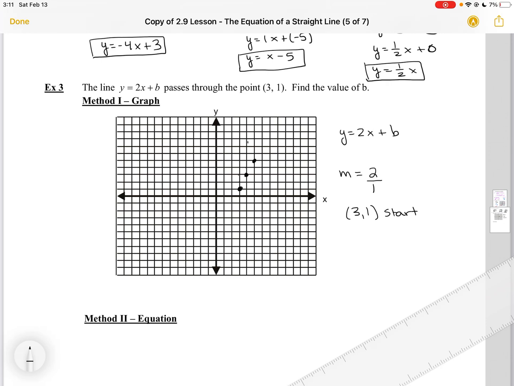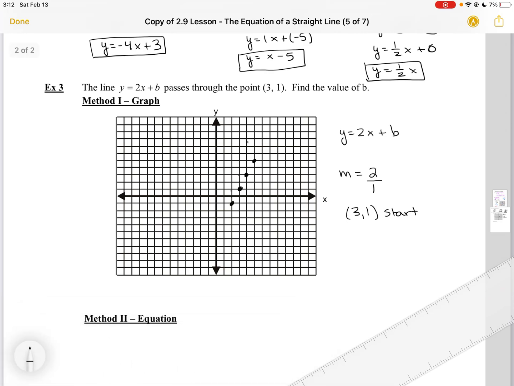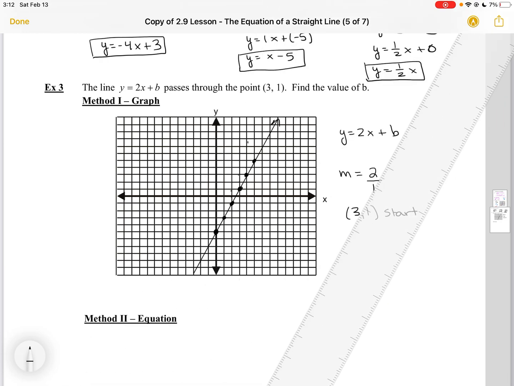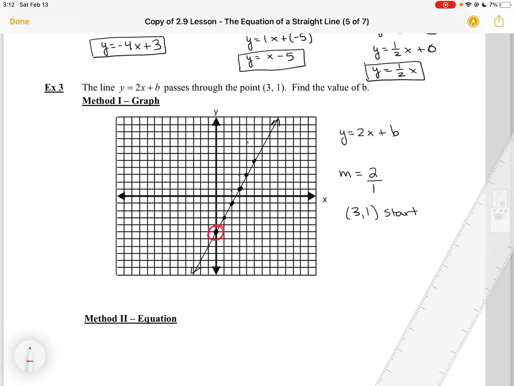And I'm just going to make sure I'm accurate, but when I count to the right, that takes me away from the y-axis. So what I'm going to do is go down to the left and follow the same pattern. Oh, that was too many. So left 1, down 2, left 1, down 2, left 1, down 2, and I come right to my y-axis there. So I'm going to graph my line and identify that my y-intercept is right here.